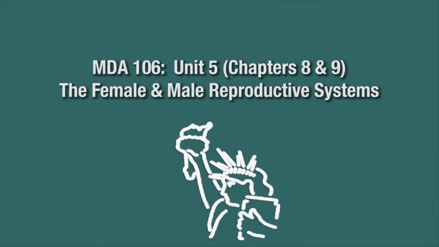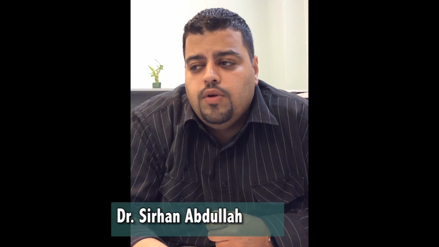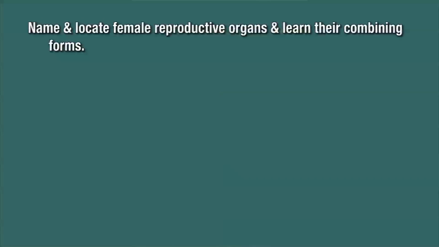So Dr. A back, Unit 5, the female and the male reproductive system. What we're looking at as far as the female reproductive system is to name and locate a lot of the female reproductive organs, and learn their combining forms, which you'll see in the audio lectures.